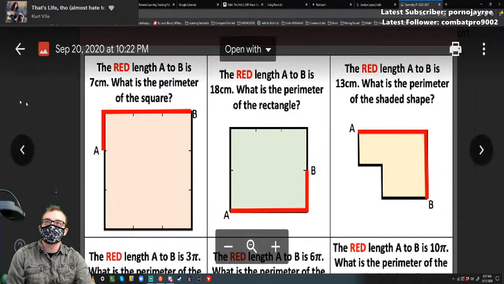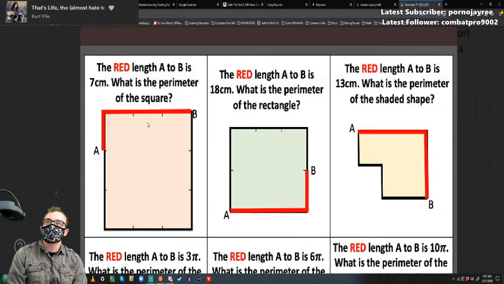Let's look at this guy over here. 7 centimeters. What about it? Words are hard. Wouldn't it be the same on the bottom?